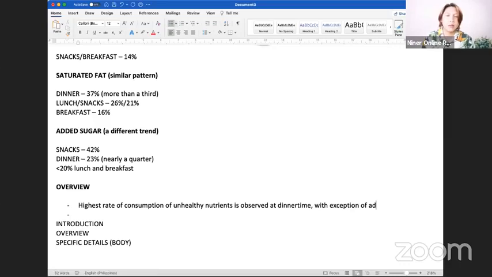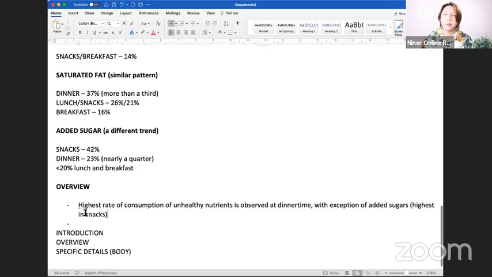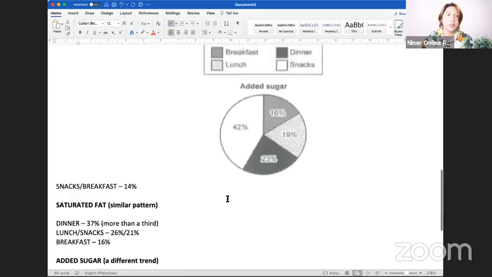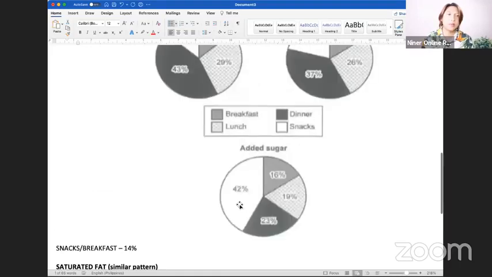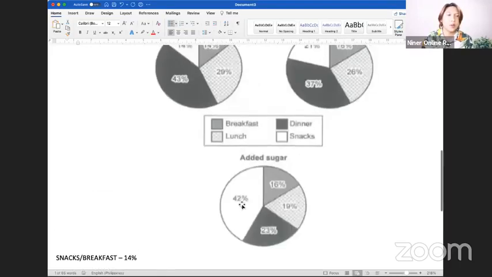Added sugars, which is highest in snacks. Okay. Greatest proportion of unhealthy nutrients are consumed in dinner. Okay, that's good. Breakfast noted to have the lowest rate of consumption of unhealthy nutrients.